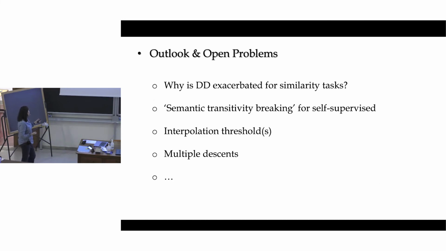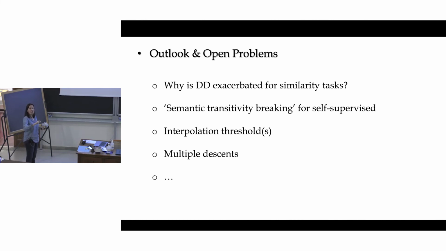And then there are a lot of things that we can discuss after the talk. We would like to understand why double descent is really exacerbated for similarity. You see, even without noise, we see a huge peak, and we even talked with people in the CS community, and they were amazed that the peak is so much stronger than the usual peak, even without noise.